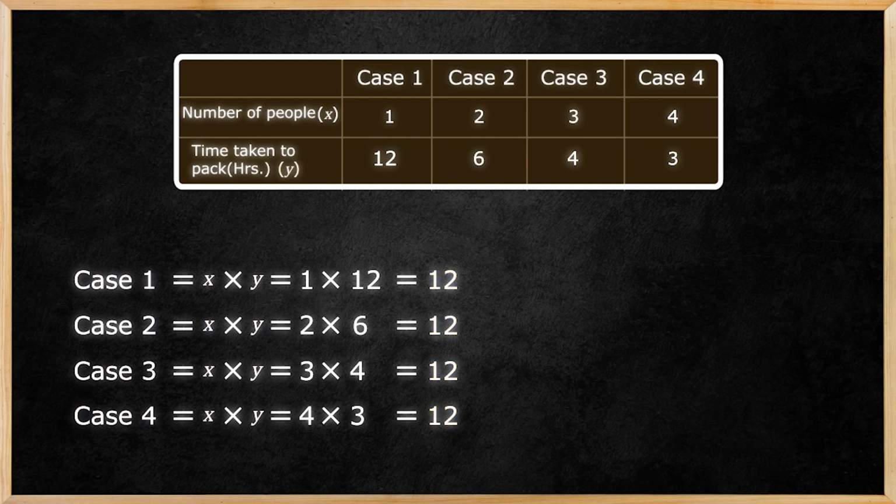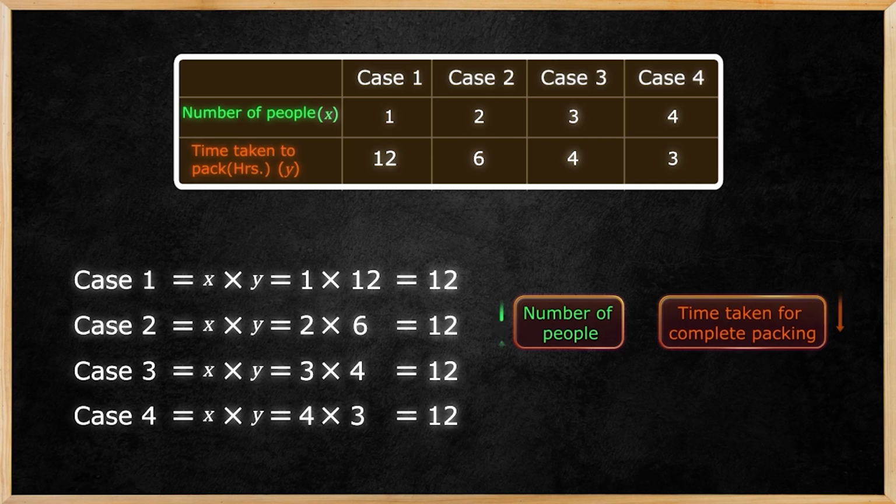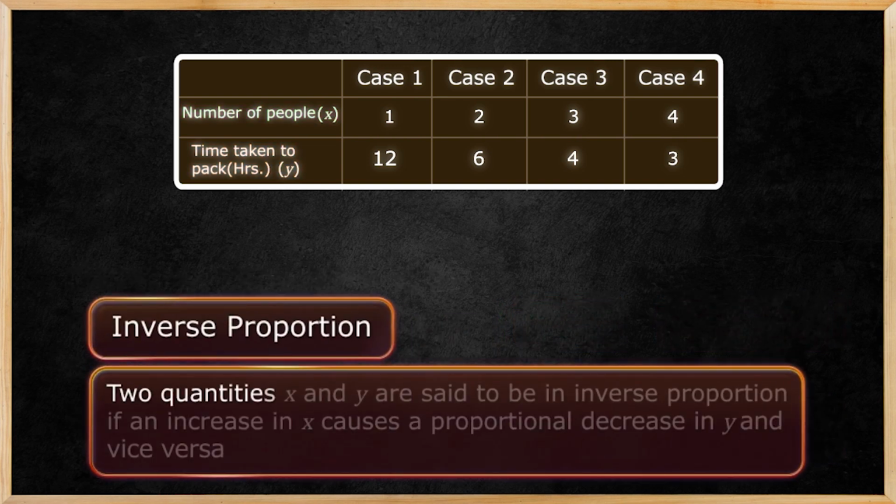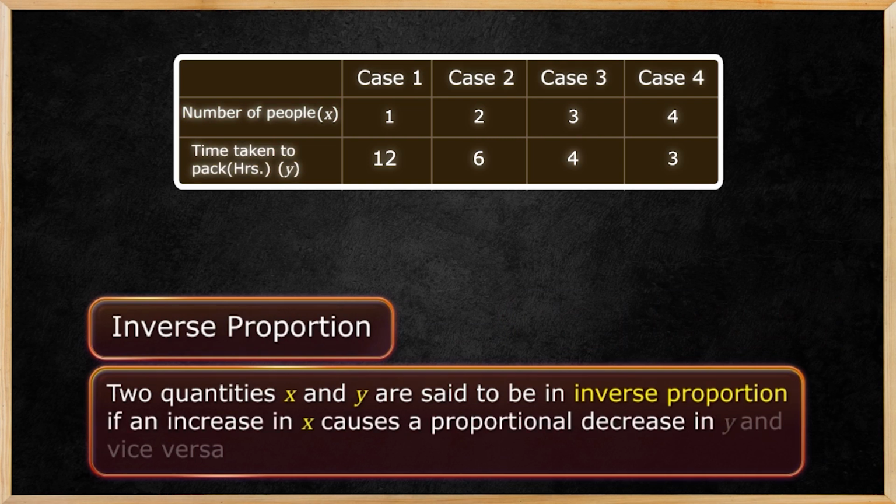This shows that as the number of people increases, the time taken to complete packing decreases and vice versa. And the product of their corresponding values remains constant. We can call such variation as inverse proportion. Two quantities, x and y, are said to be in inverse proportion if an increase in x causes a proportional decrease in y and vice versa in such a manner that the product of their corresponding values remains constant.